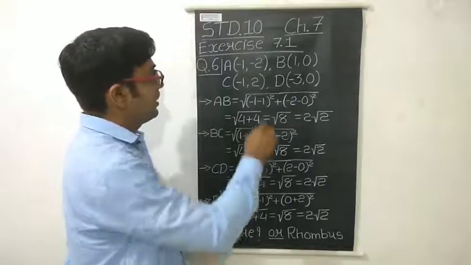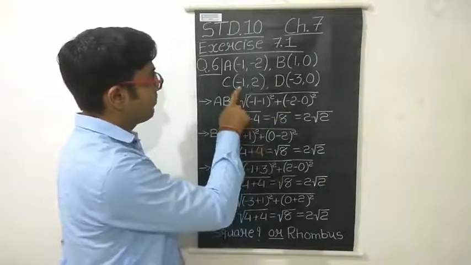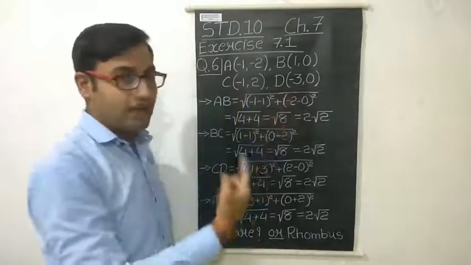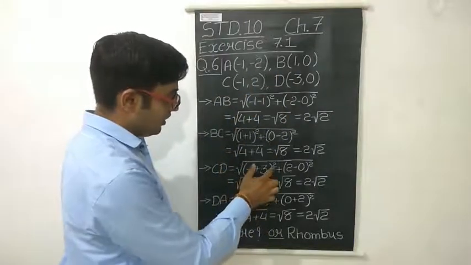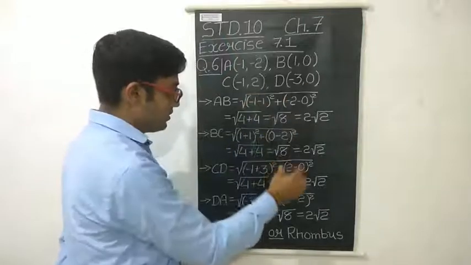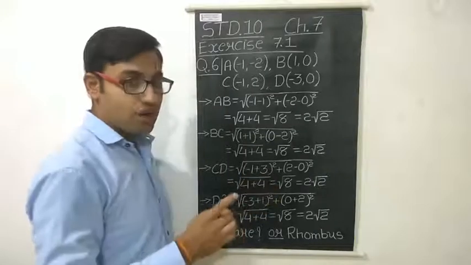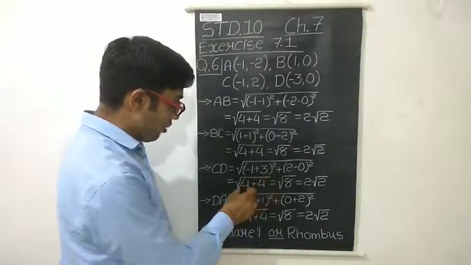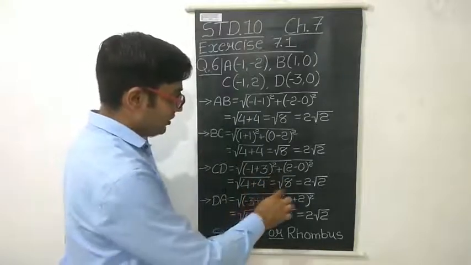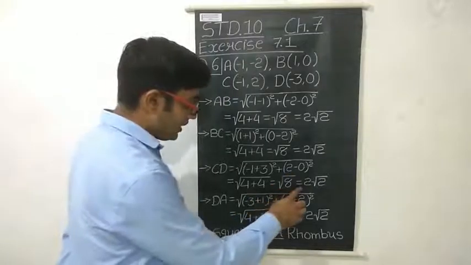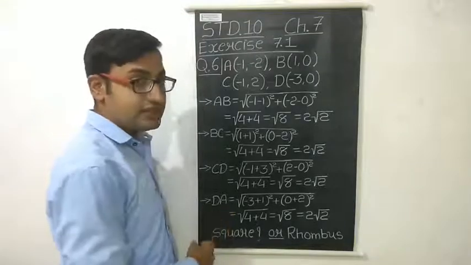Now the third distance, that is CD, right? CD means under root (-1 minus of -3, that is -1 plus 3) whole square, plus (2 minus 0) whole square. -1 plus 3 is +2, so we get under root 4, plus 2 minus 0 is 2, and 2 square is again 4. Again we get under root 8. So under root 8 is what? 2 root 2 again.